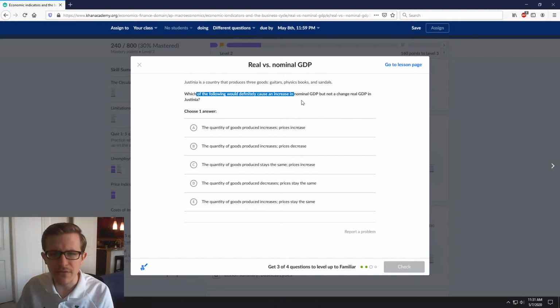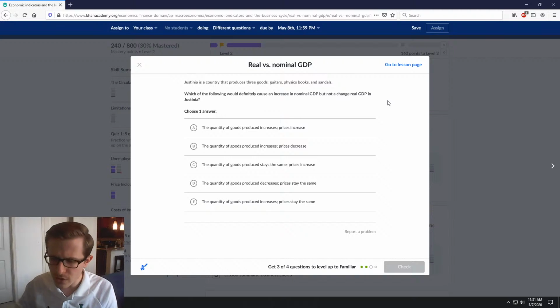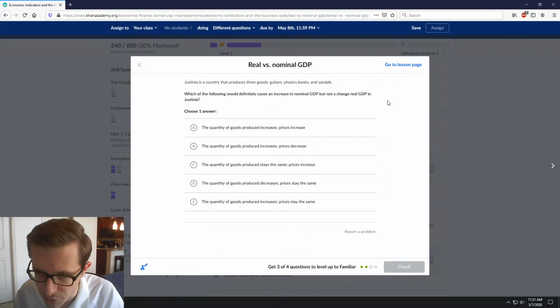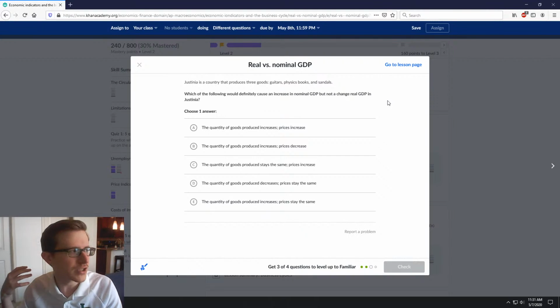Which of the following would definitely cause an increase in nominal GDP, but not a change in real GDP? So again, real is accounting for inflation. Nominal is just the number amount. So if we're just looking at a number, a change in that dollar value for everything that's produced, what is it that would be changing? And what would be staying the same based on this problem?